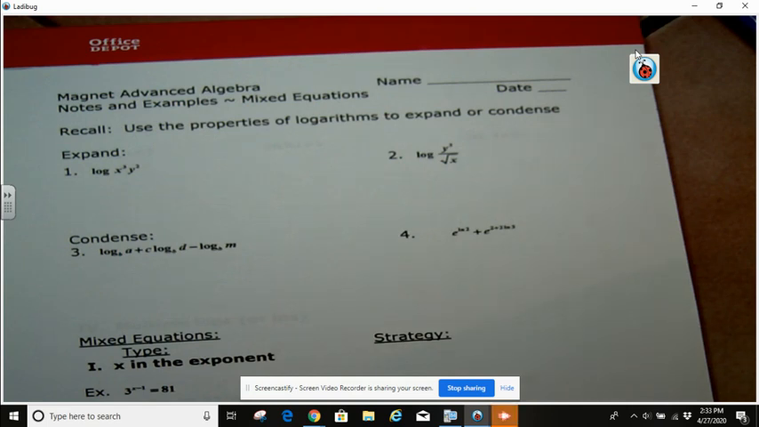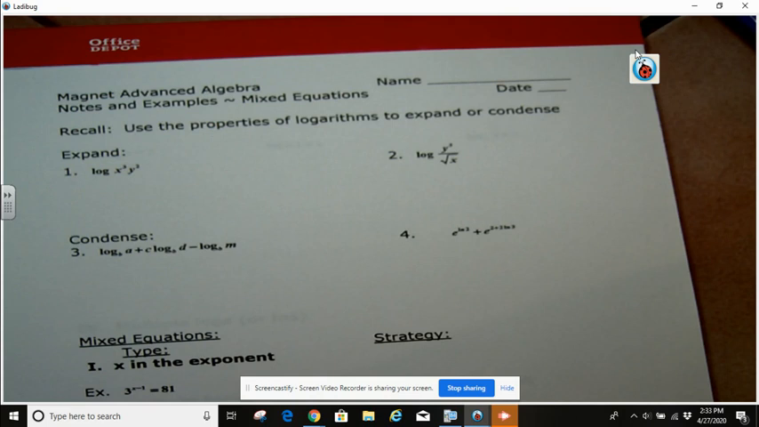Okay, so the rest of the information you need on logarithms is called mixed equations. So we're going to learn how to solve some equations using logarithms and also review solving some equations with exponents, since a logarithm and an exponent are just inverses of each other.